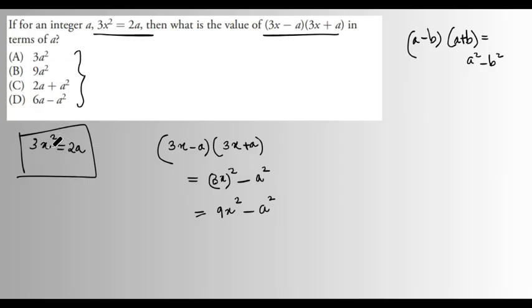So 3x square is 2a. So 9x square, I can rewrite it as 3 times 3x square, so it is equal to 3 times 3x square minus a square. So that will give me, this is equal to 3 times 2a minus a square, which is 6a minus a square. So your answer is going to be option D.